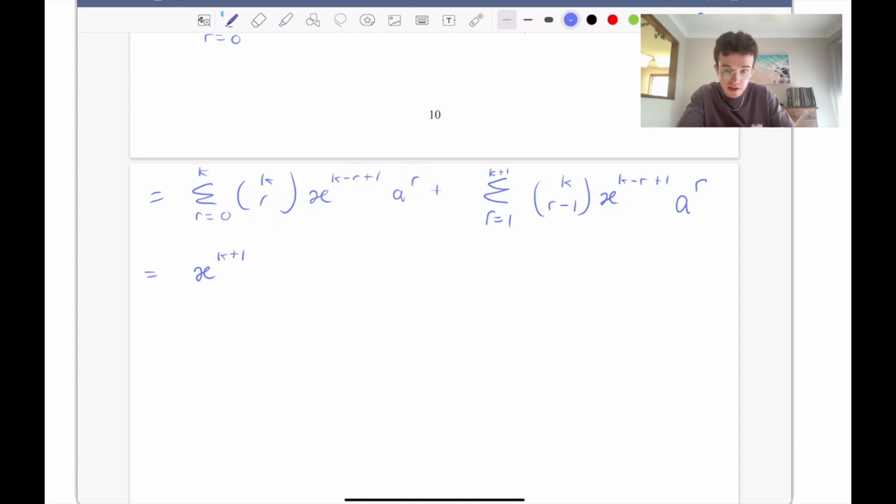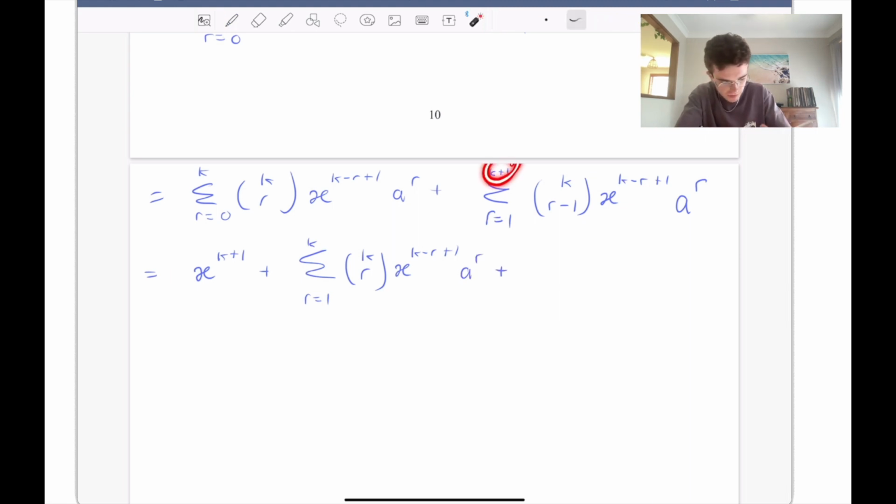So the first term is that there, plus, now if we take out the first term, it's now going to be the sum from r is 1 to k of k choose r times x to the k minus r plus 1, a to the r, plus, we don't want a k plus 1 here, so we're going to take out the very last term. The last term is going to die because k minus k plus 1 is 0, so that dies, and it's going to be r is k plus 1.